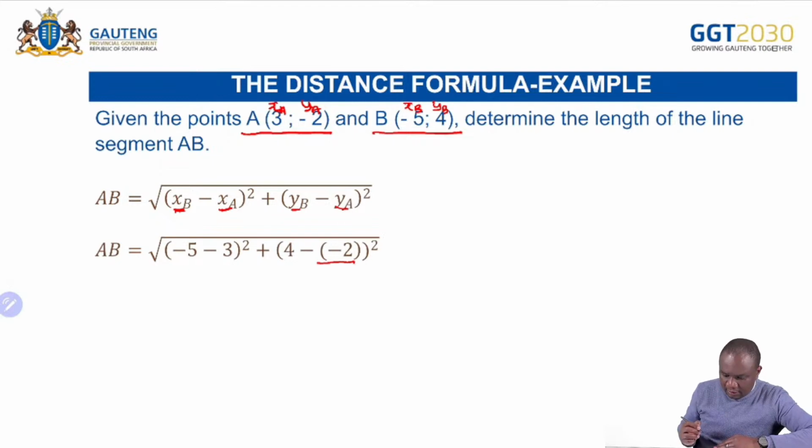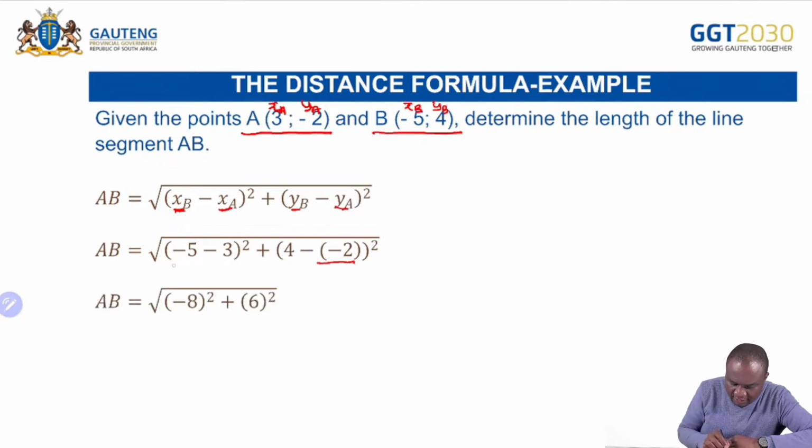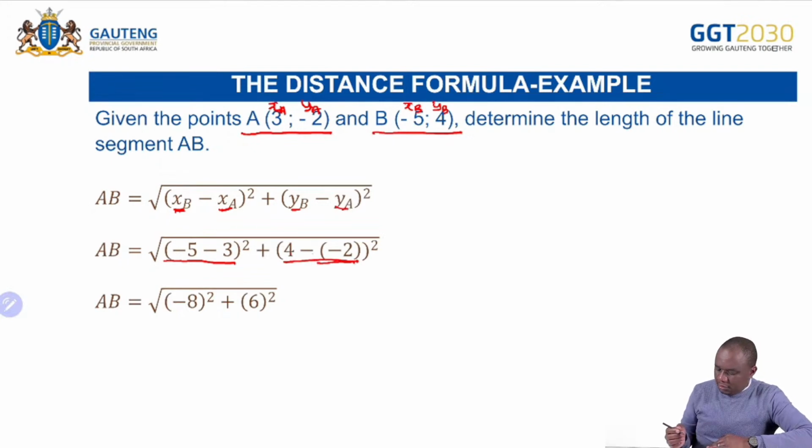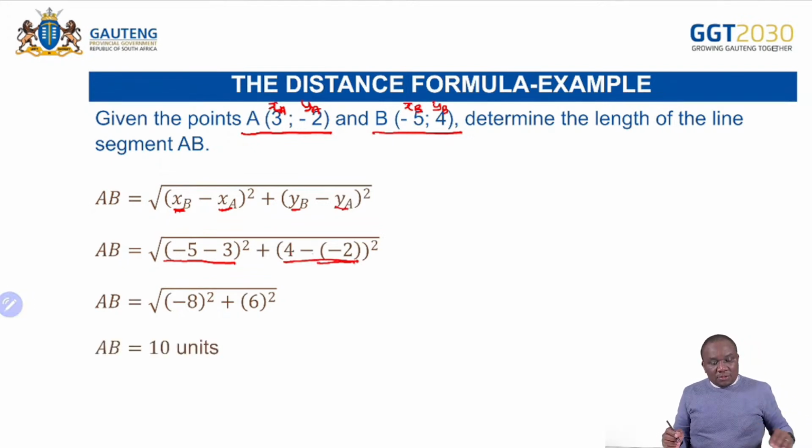You can simplify this. This is negative 8 squared. Negative 5 minus 3 is negative 8. And then this becomes 4 plus 2, which is 6 squared. Then you can put this in the calculator, and you get your 10 units. So AB is 10 units. Let's copy this just for 30 seconds.